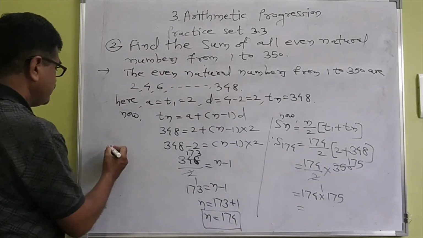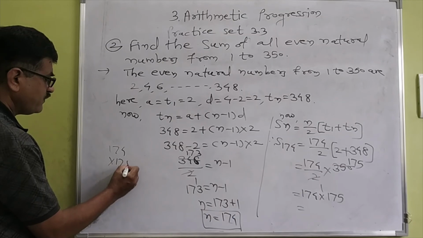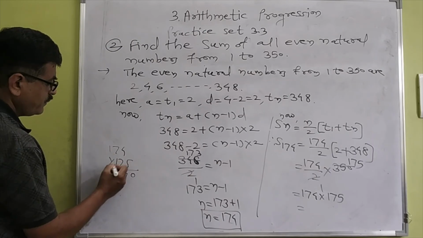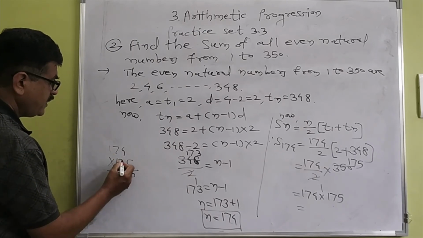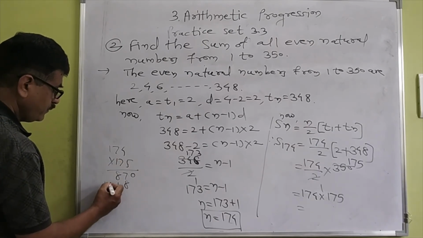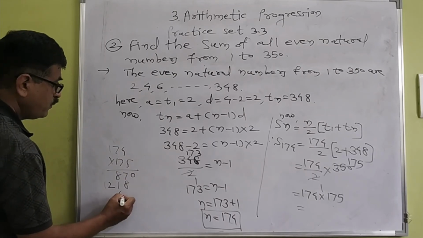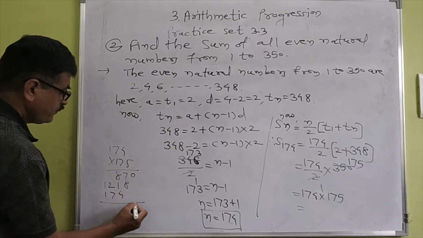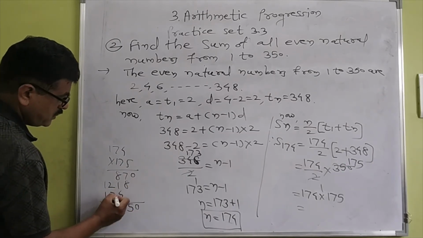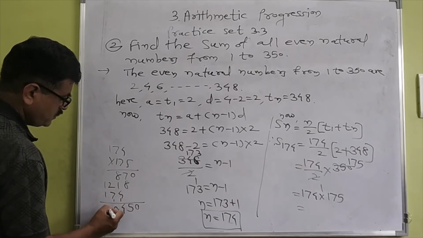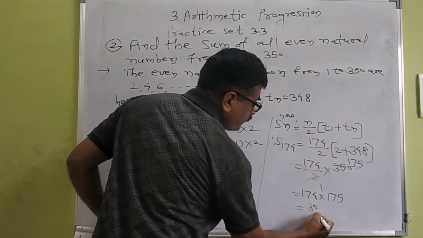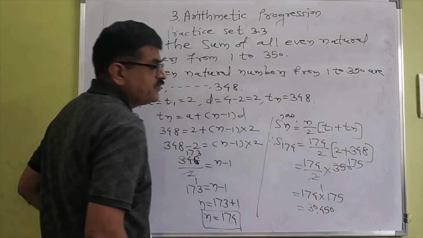Now take its multiplication: 174 into 175 is equal to 30,450. This is the answer.